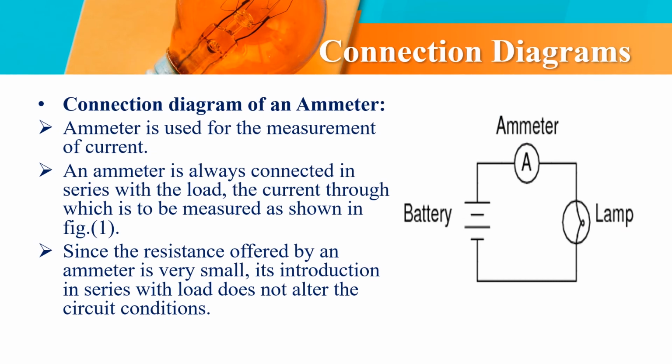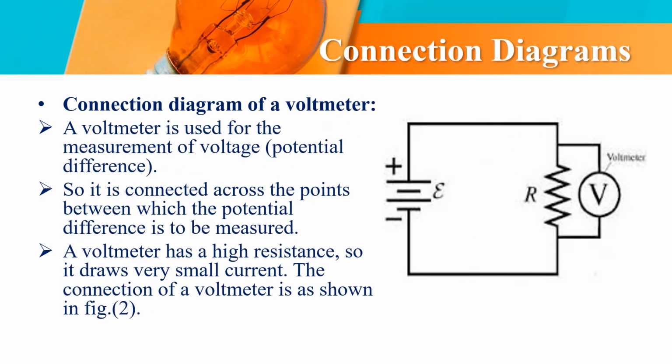Ammeter is used for the measurement of the current, and ammeter is always connected in series with the load, the current through which is to be measured, as shown in figure. Since the resistance offered by an ammeter is very small, its introduction in series with load does not alter the circuit conditions.